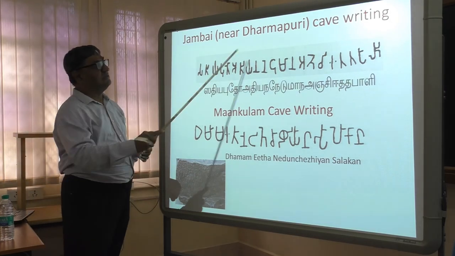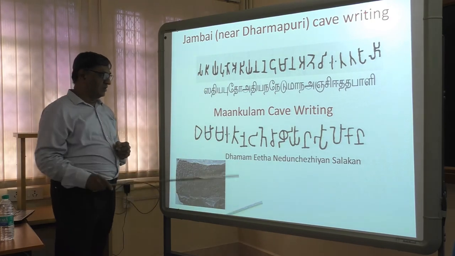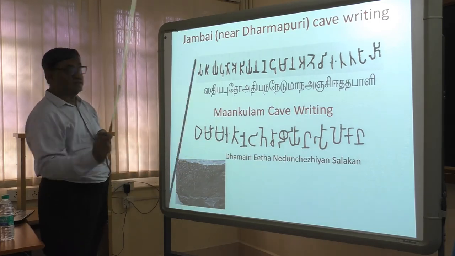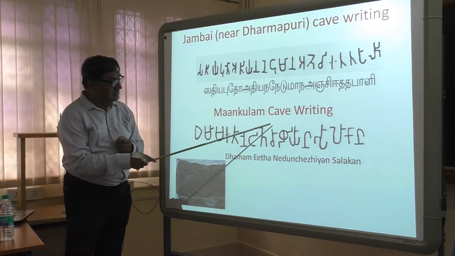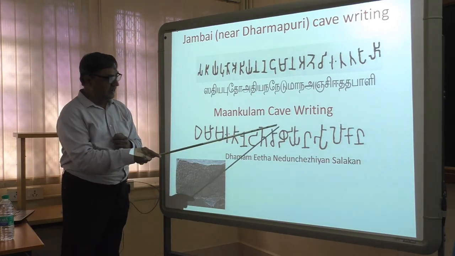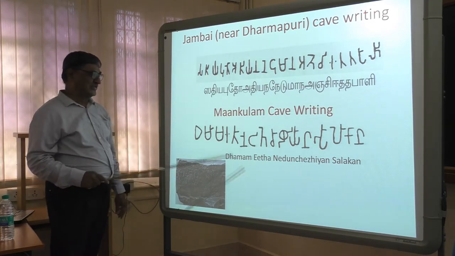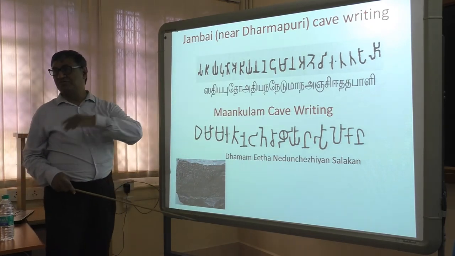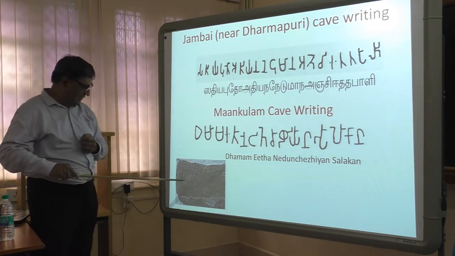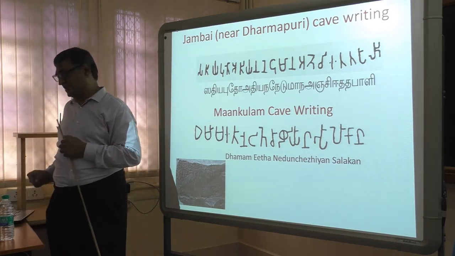Like this, in many places you can see the writings of monks, for example in a place called Mangulam near Madurai. Interestingly, this letter, Tamil Ra, which is there in Malayalam also, has come from the Greek letter. By that time, they had a lot of interaction with these cultures. The writing was basically in Brahmi script.